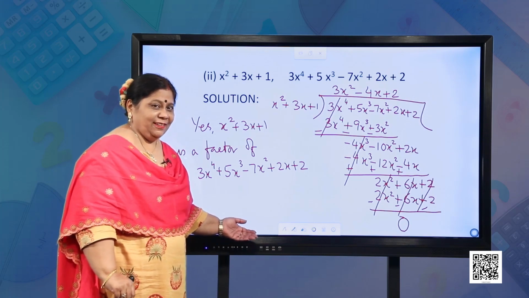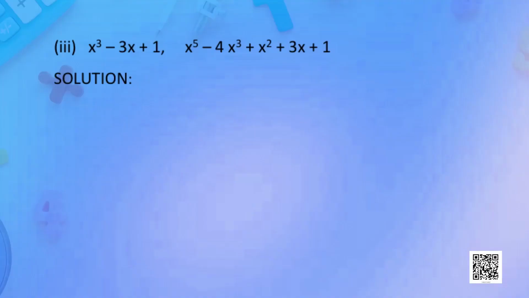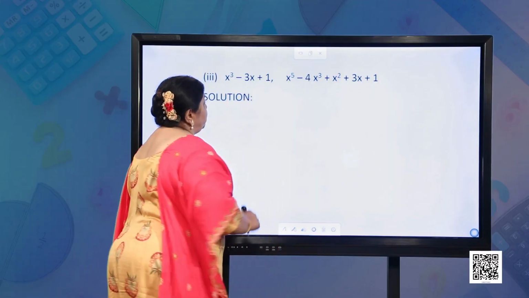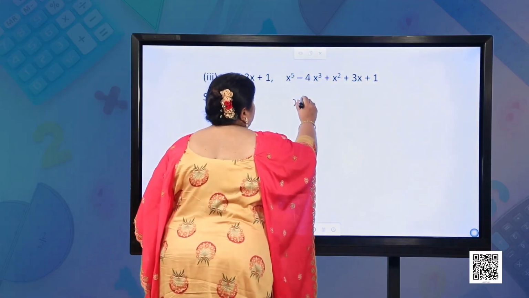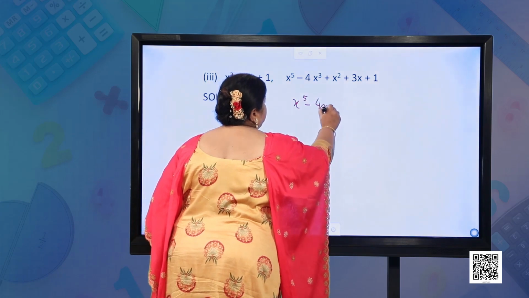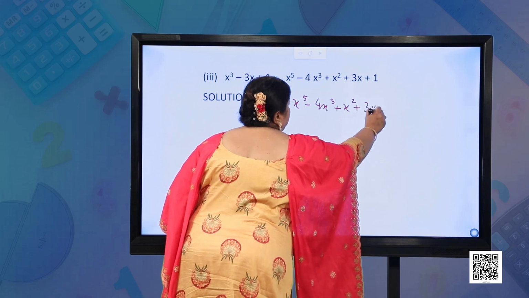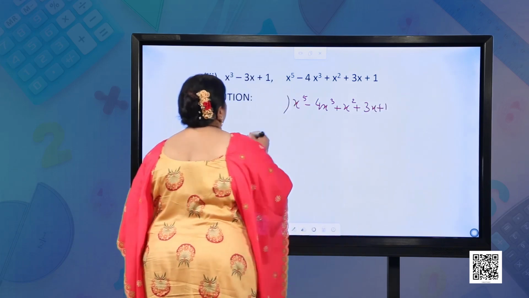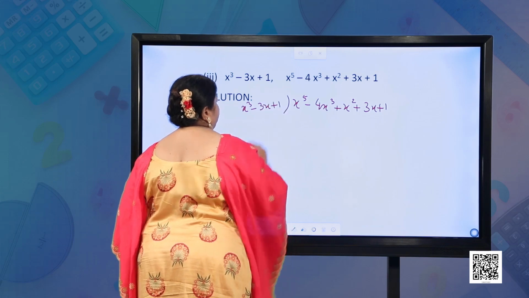Shall we go further? Okay. Shall we do the next part now? So, students, let us see this third part. Let us find out whether the first polynomial is a factor of the second polynomial. We have x to the power 5 minus 4x cube plus x square plus 3x plus 1. Divisor is x cube minus 3x plus 1.